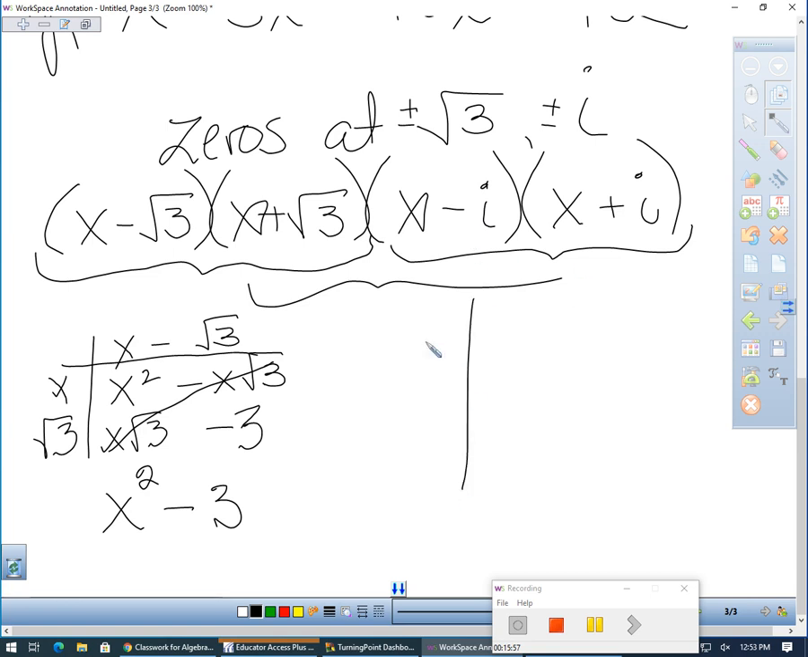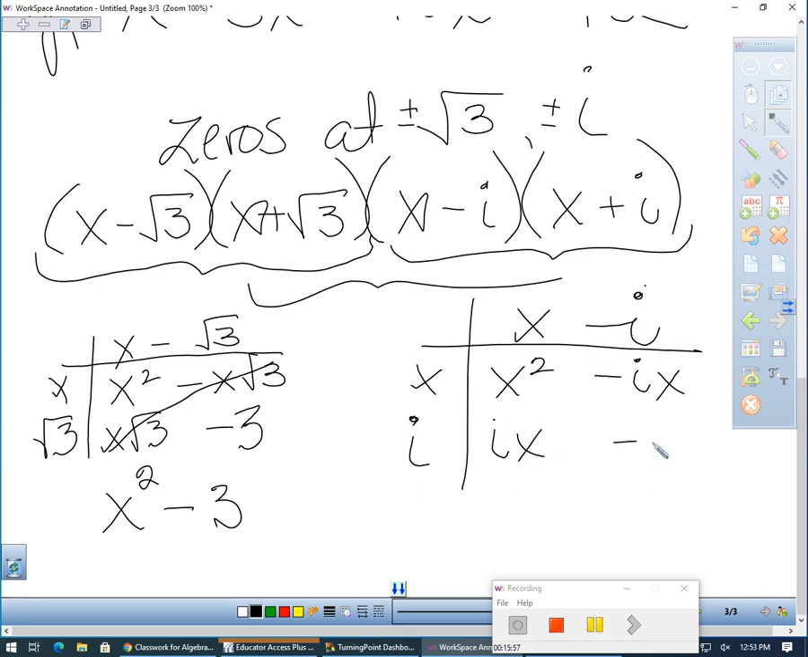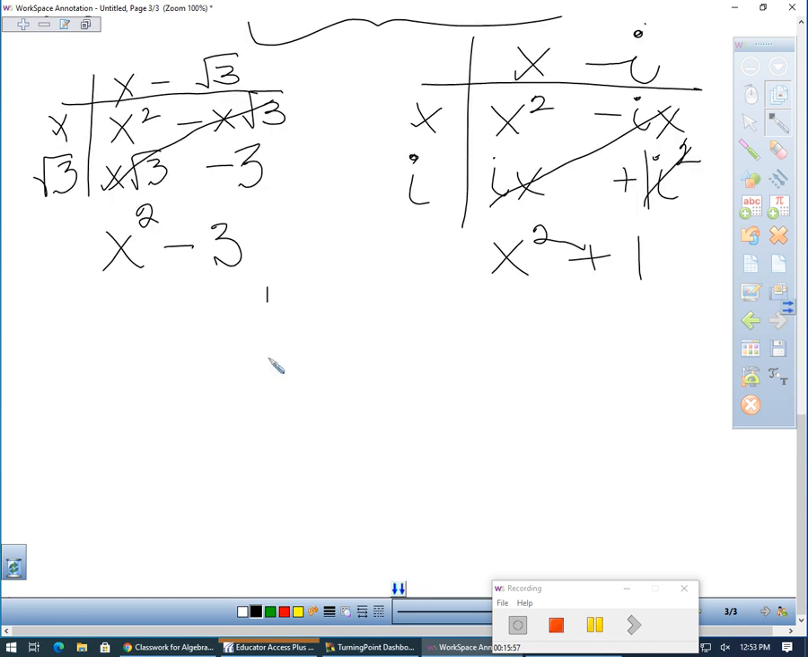Let's do our i's. We have x minus i and x plus i. x times x is x squared. x times negative i is negative ix. x times i is positive ix. Negative i times positive i is negative i squared. Remind me again, what's i squared? So what is this whole corner going to become? Positive 1, right? All right, so we have x squared plus 1, because again, our diagonal is going to cancel out. Exactly.